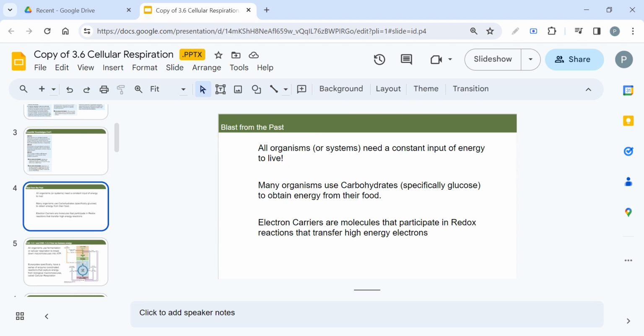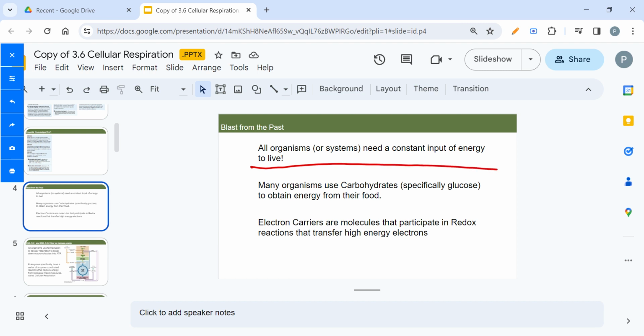Okay. What you need to be aware of is that everything needs energy in order to live. Once you stop using energy, typically that means that you're dead, or you're dying if you're not using the energy effectively. So the input for energy is going to be glucose, and what I'm trying to do is get it into ATP effectively as the end state.